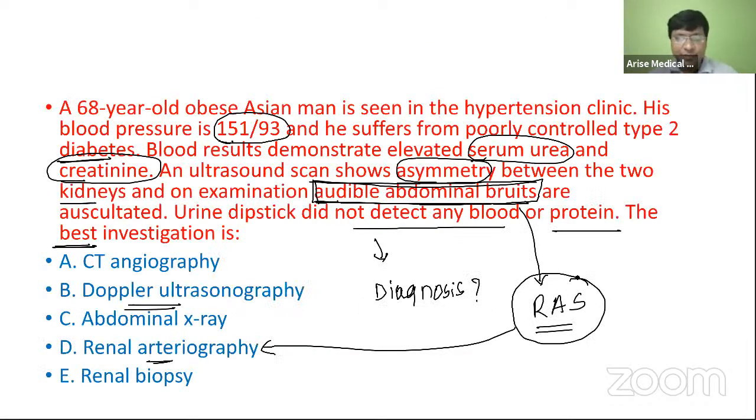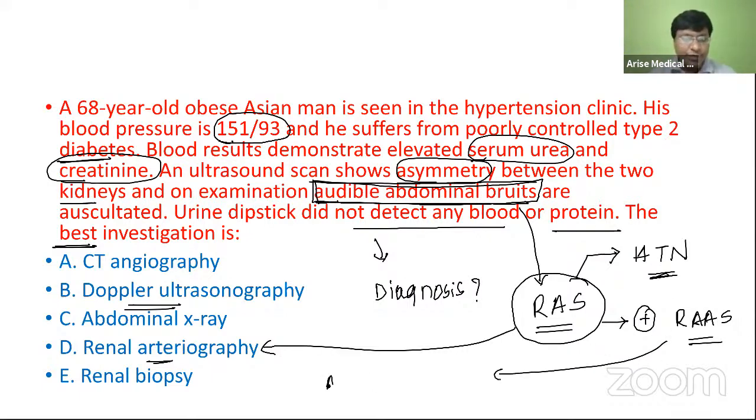Now, what will be the presentation of a patient with renal artery stenosis? The presentation will be hypertension. Why do they present with hypertension? That is because of activation of RAS, the renin angiotensin aldosterone system. Because the RAS is activated, there will be more and more production of angiotensin II, and excessive production of aldosterone as well. That is the reason why the individual will have hypertension. So the presentation of this particular patient is hypertension in renal artery stenosis.